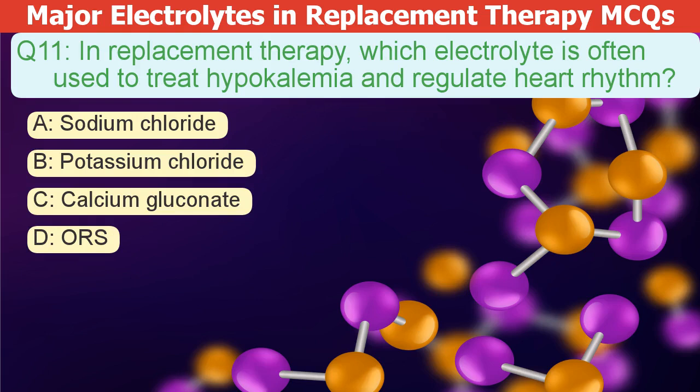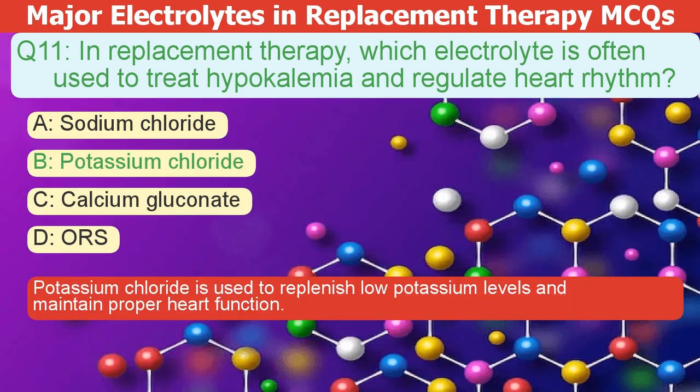In replacement therapy, which electrolyte is often used to treat hyperkalemia and regulate heart rhythm? A. Sodium chloride. B. Potassium chloride. C. Calcium gluconate. D. OS. The correct answer is B. Potassium chloride is used to replenish low potassium levels and maintain proper heart function.